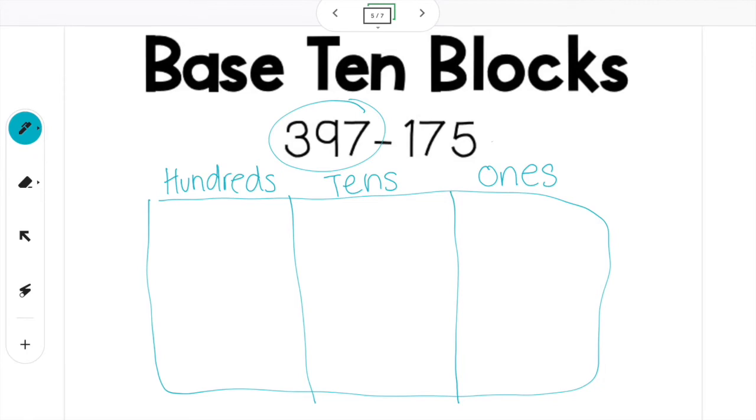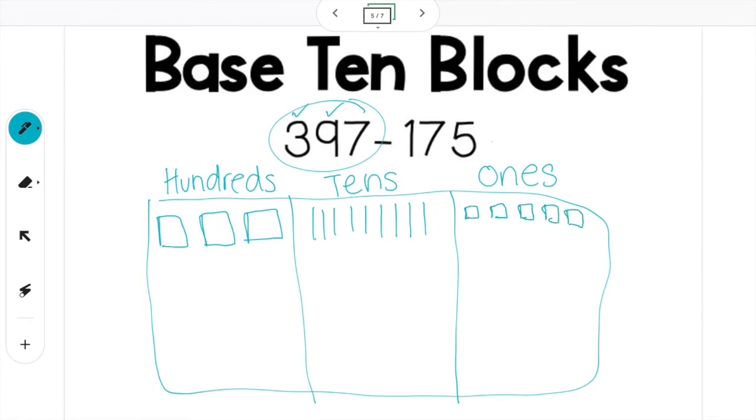So I'm going to start with the hundreds. And I'm going to draw out 3 flats. So just some large squares. All right, so I drew out my hundreds. Now I need to draw out my tens, and I'm just going to do 9 stick figures. So 1, 2, 3, 4, 5, 6, 7, 8, 9. All right, and then I have to do my ones blocks, and I'm going to go ahead and just do little squares. So 1, 2, 3, 4, 5, 6, and 7.